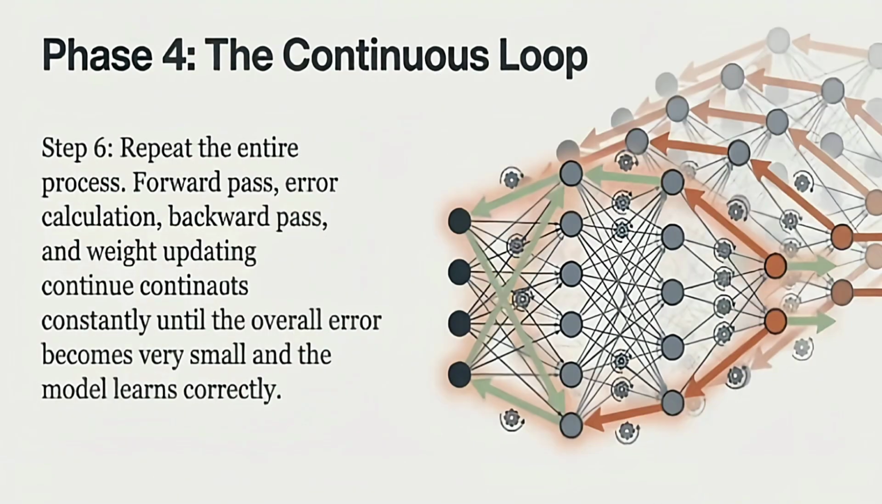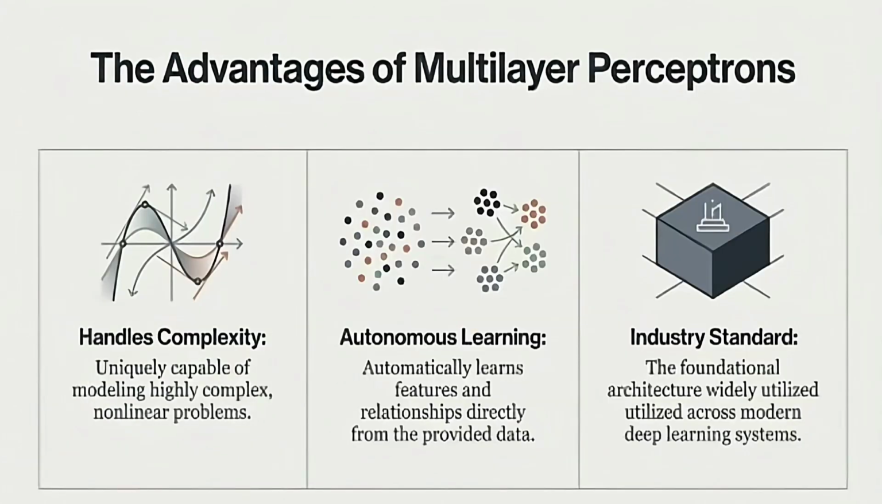Phase 4, the continuous loop. Step 6, repeat the entire process. Forward pass, error calculation, backward pass, and weight updating continue continuously until the overall error becomes very small and the model learns correctly.